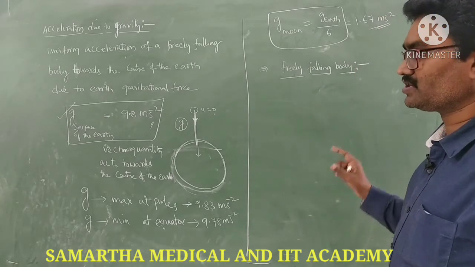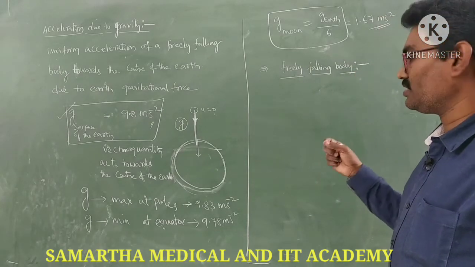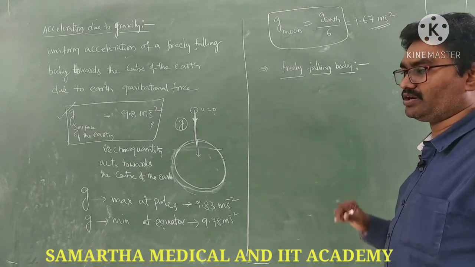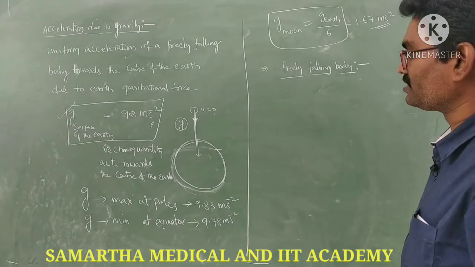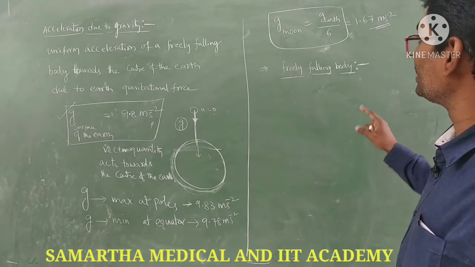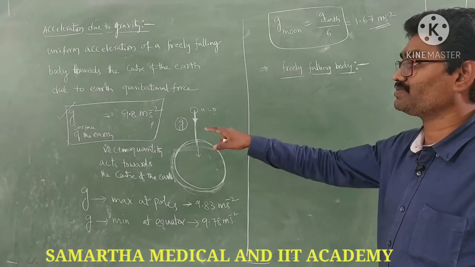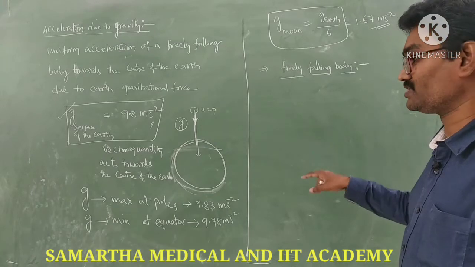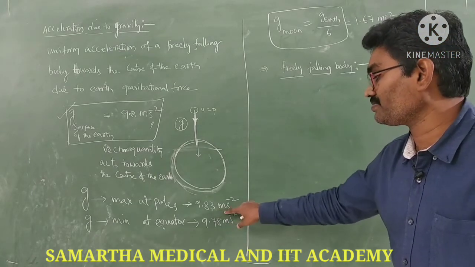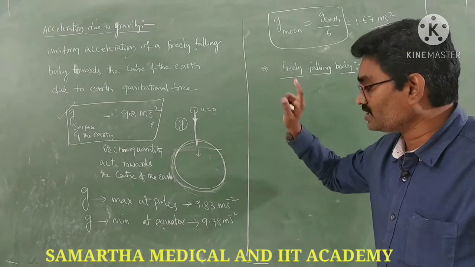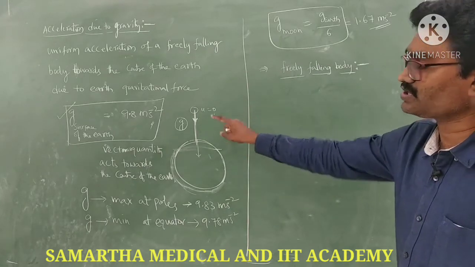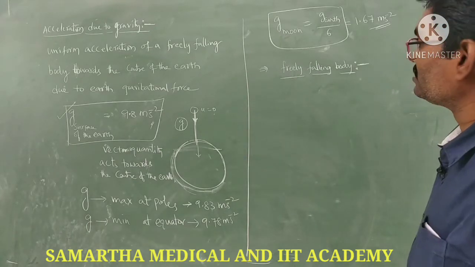So that does not depend on the size or shape of the body, or whether the body is hollow or solid. Whatever body you take, you will observe that acceleration due to gravity is 9.8 meter per second square. That is the average value on the surface of the earth. At a particular place you are noticing 9.8, or 9.83, for all the bodies on the surface of the earth. Okay, so one more thing.